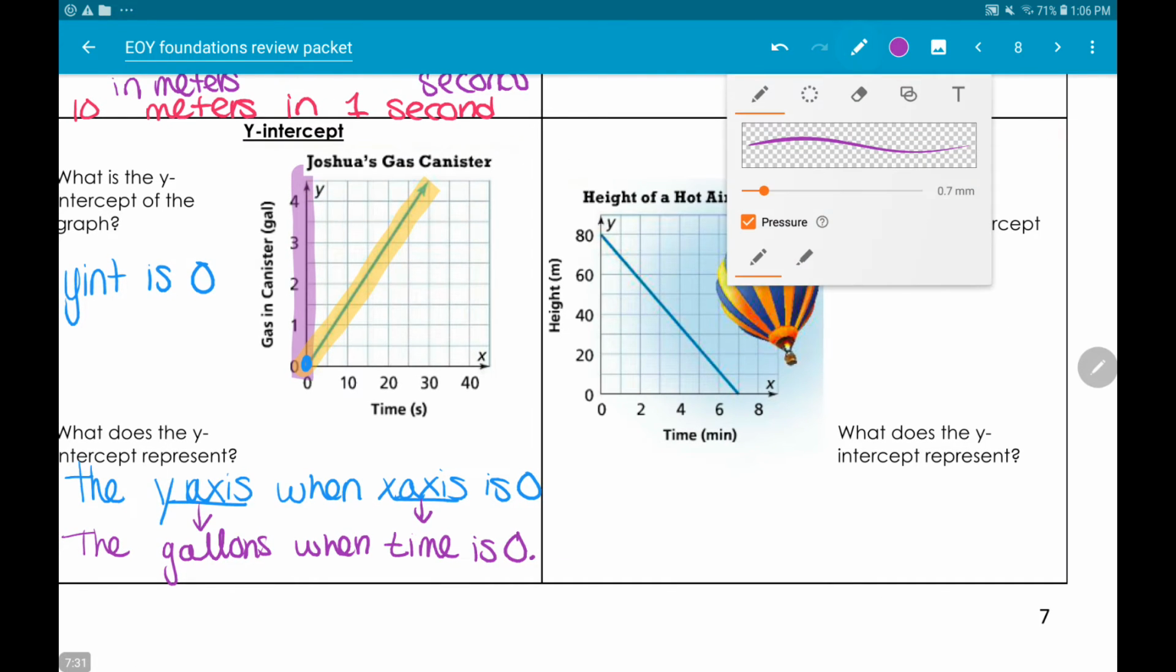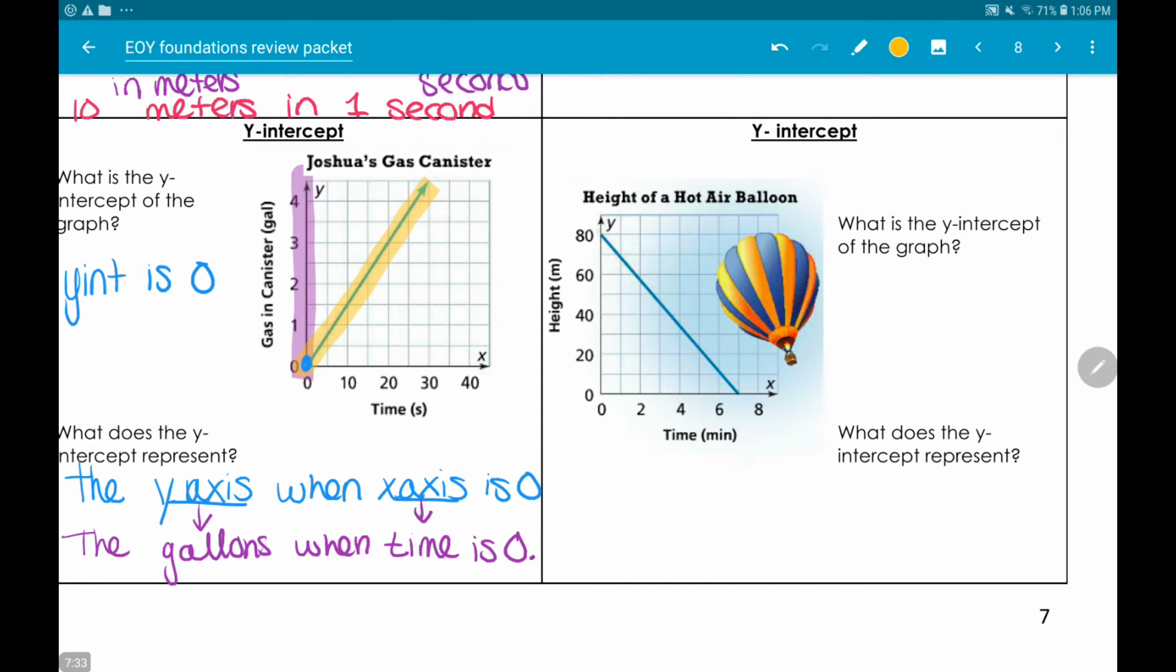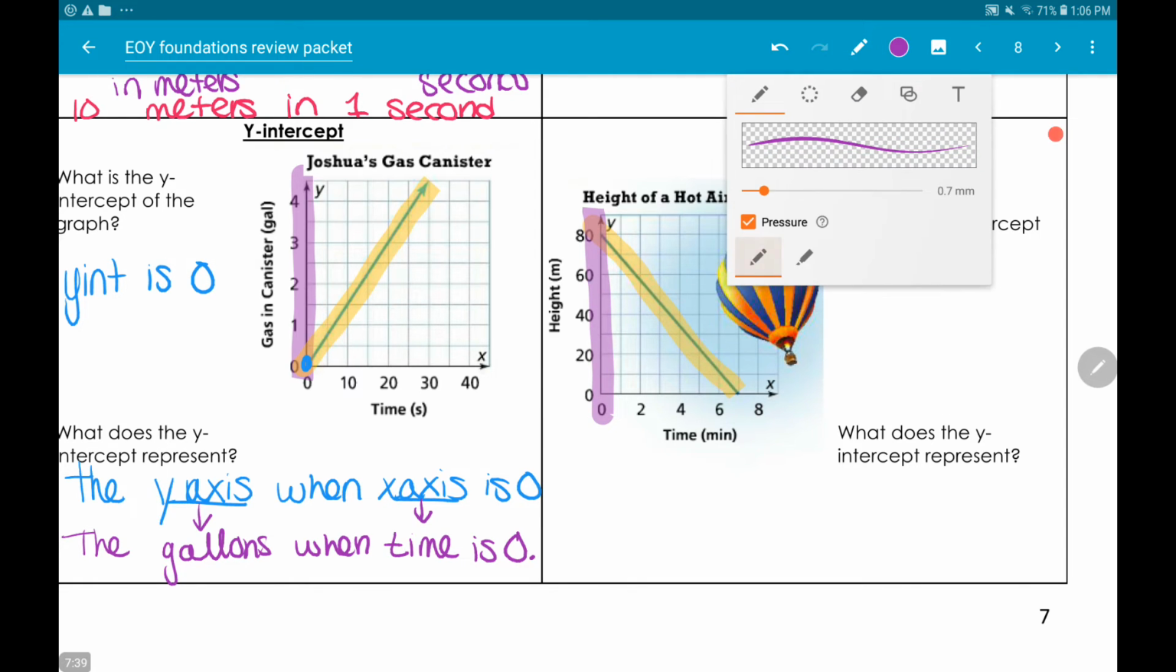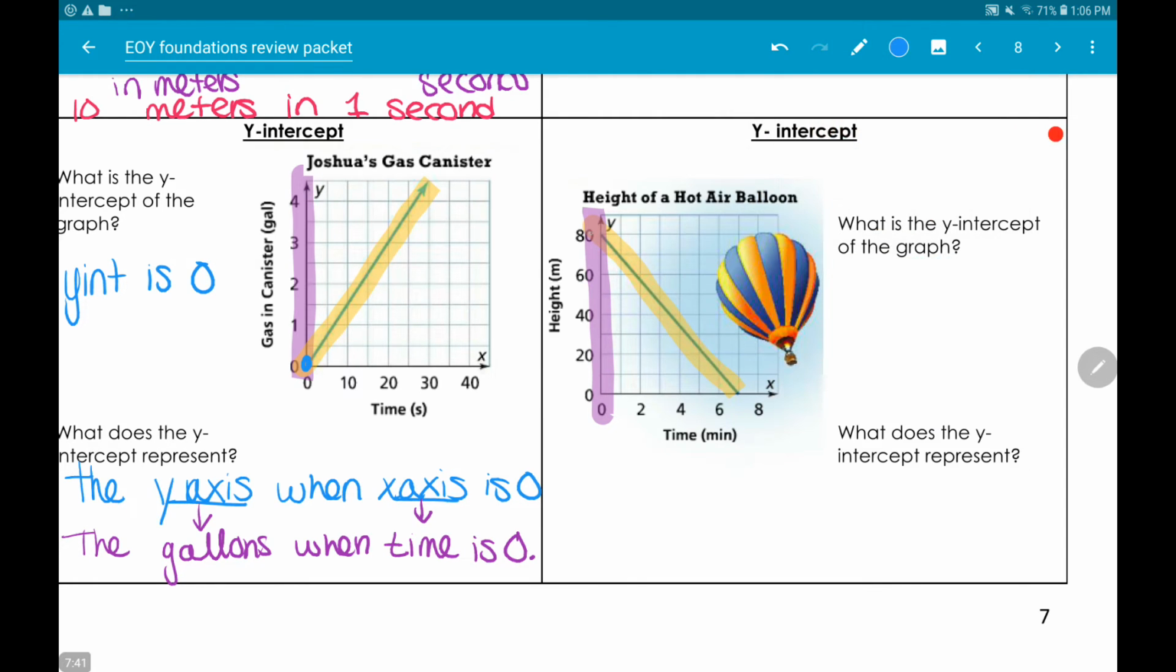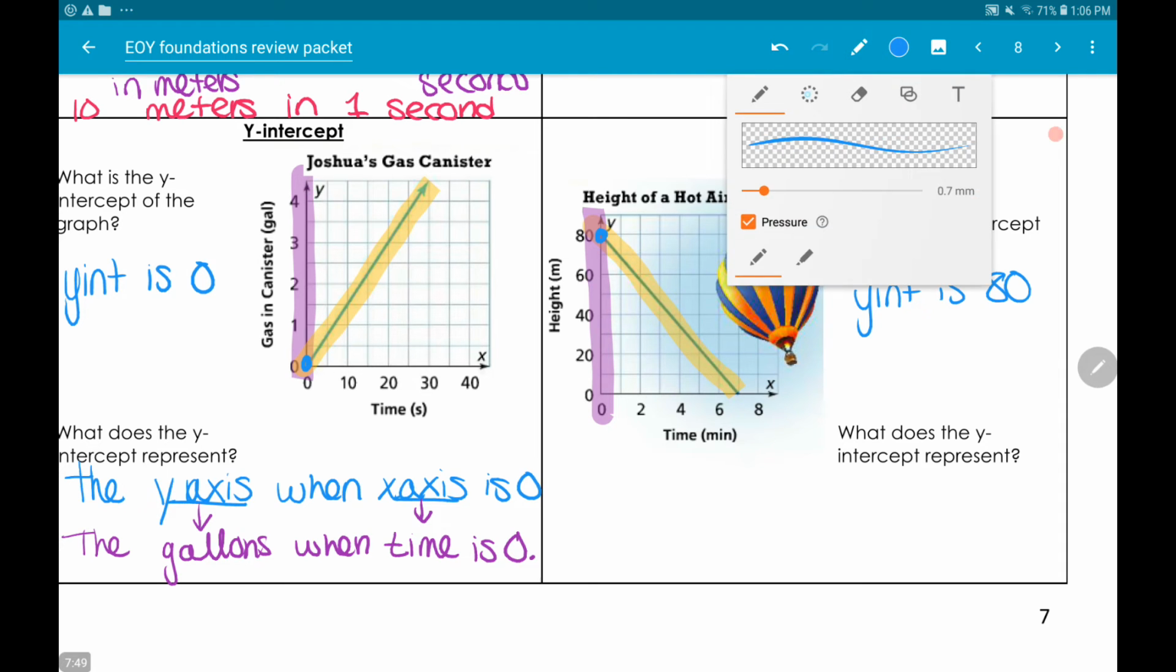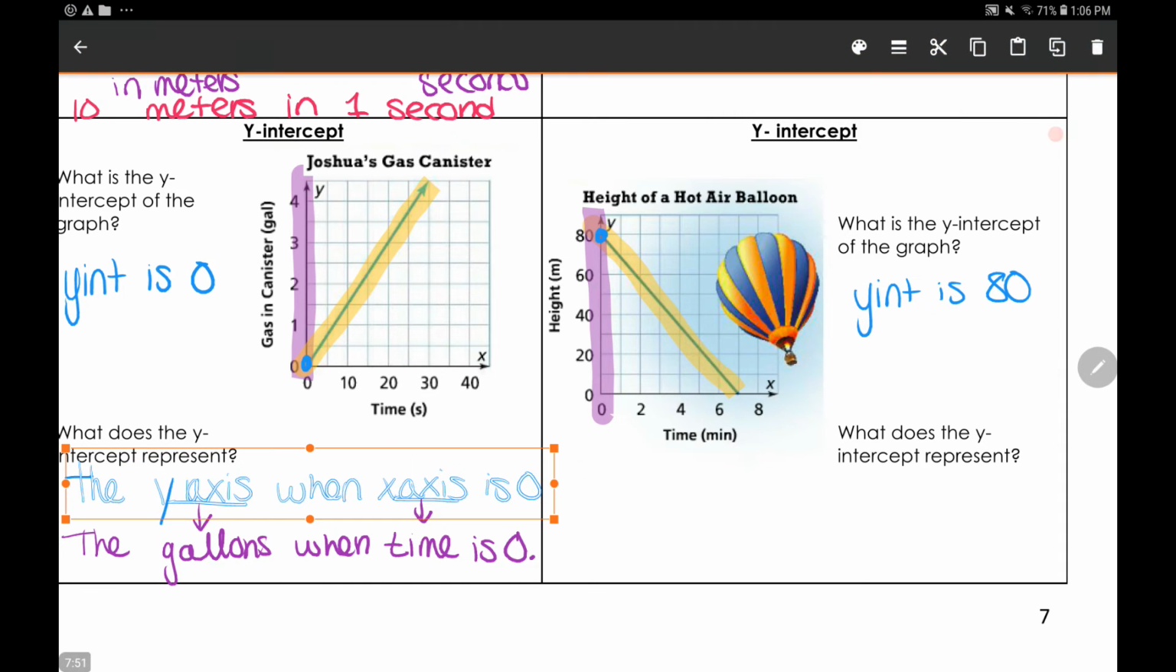Alright, so let's do that again. So here's my line. Here's my y-axis. Where are they intersecting? They're intersecting right here at 80. So my y-intercept is 80. Alright, what does it represent? Same thing.